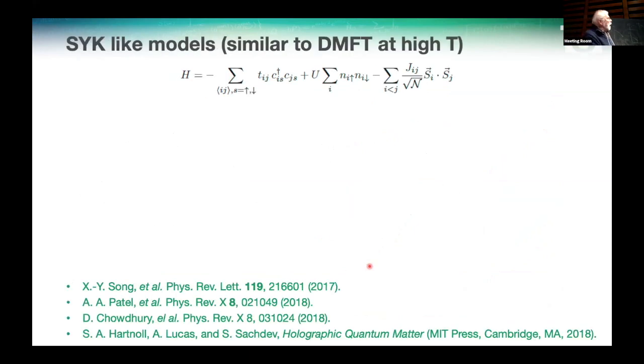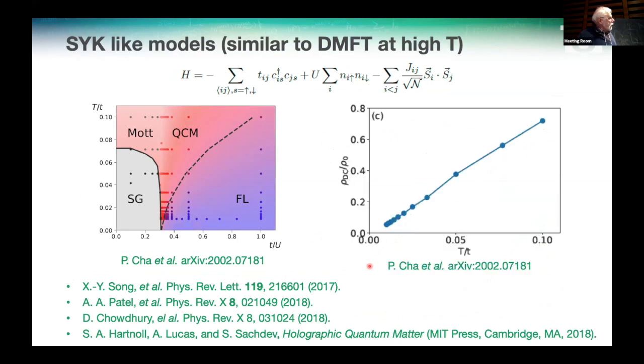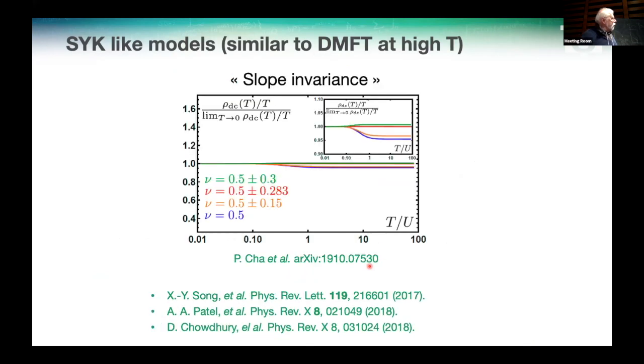Then there's this SYK-like model, similar to DMFT at high temperature, that was solved by Antoine Georges, Olivier Parcollet and company, where they put some random Heisenberg exchange, and they get this phase diagram, and at the quantum critical point they get a linearity of the resistivity at low temperature, and then other similar calculations there. And then this is the group at Cornell with Eun-Ah Kim, where in SYK models, again, they find the linearity. This is plotted in a way that shows that the slope does not change very much with temperature.